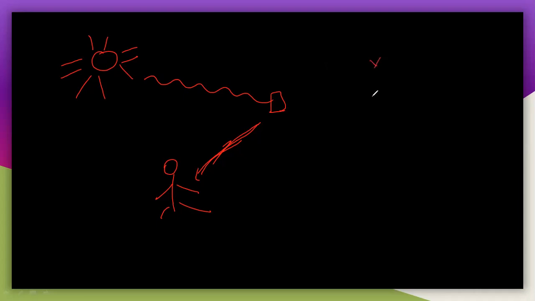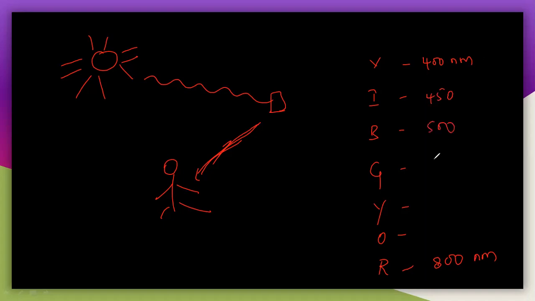What are the colors? VIBGYOR. These are the colors generally seen in the visible radiation: violet, indigo, blue, green, yellow, orange, red. The wavelength of red color is very high, let us write this is 800 nanometers, and this is 400 nanometers. It is not the exact wavelength, but generally you can write it is nearer to 400 and nearer to 800. Let us write 450, 500, 550, 600, and 700. I have written the wavelength values here.